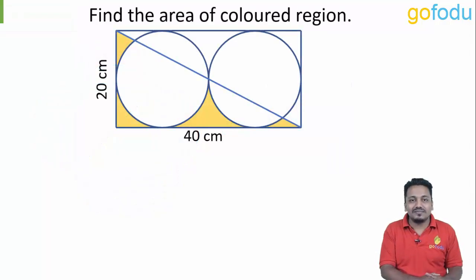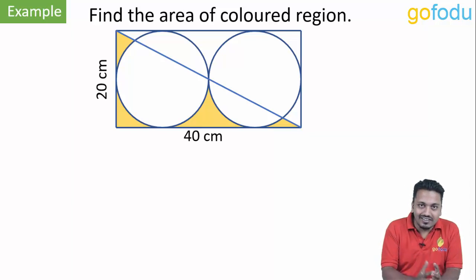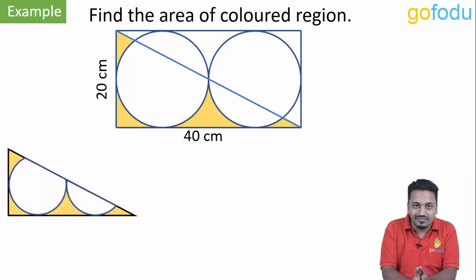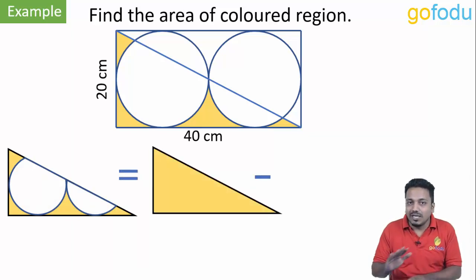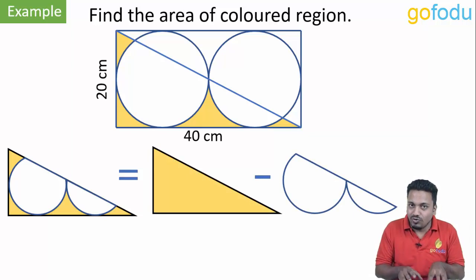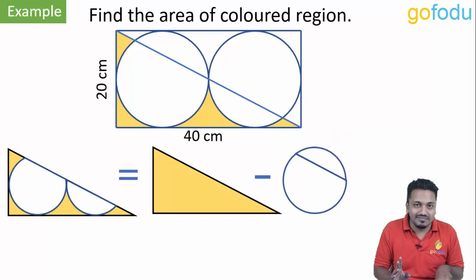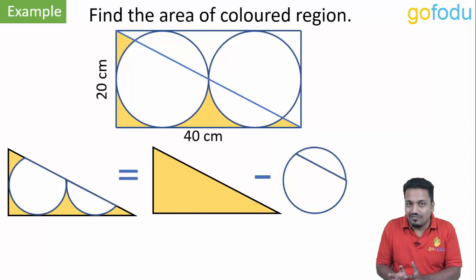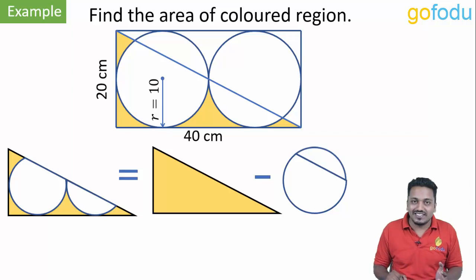Next question. Find the area of colored region. Now this colored region is inside the triangle, right? Let's focus on the triangular part. Area of shaded region will be the complete triangle minus the empty parts, which if you look carefully can be combined to form one complete circle. Radius of this circle will be half the breadth of rectangle, that would be 10 units.